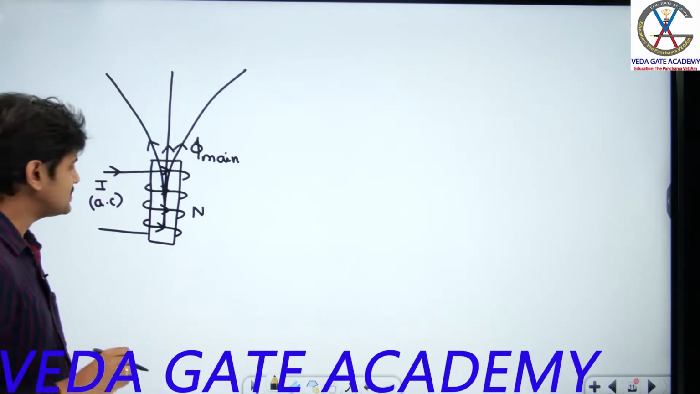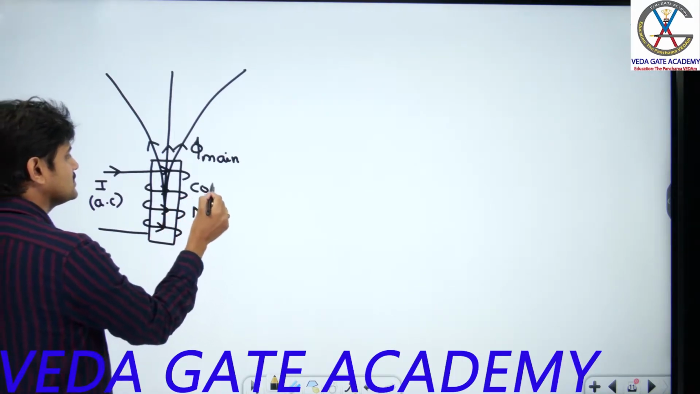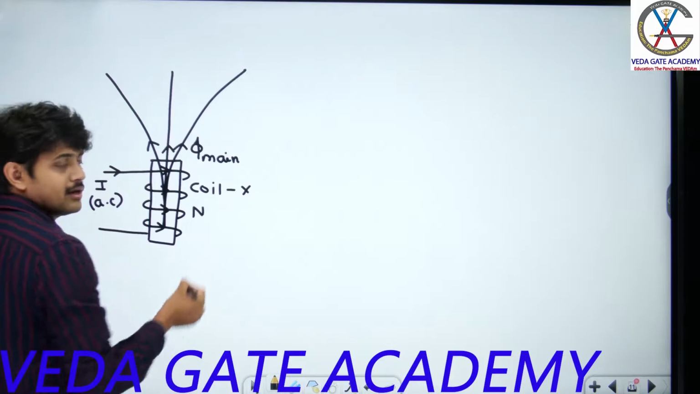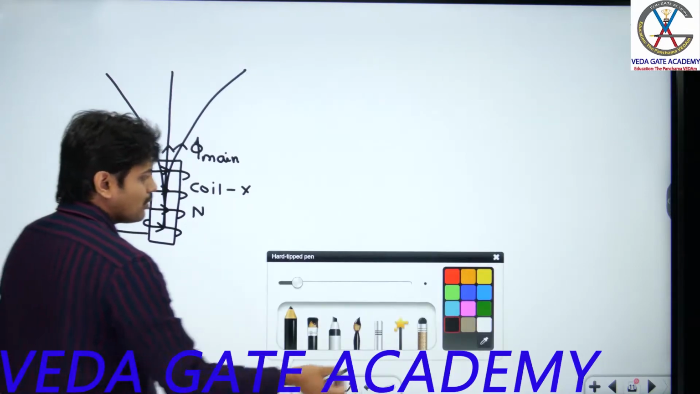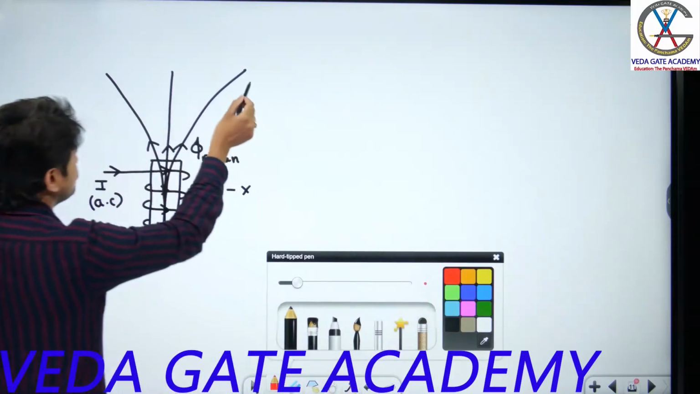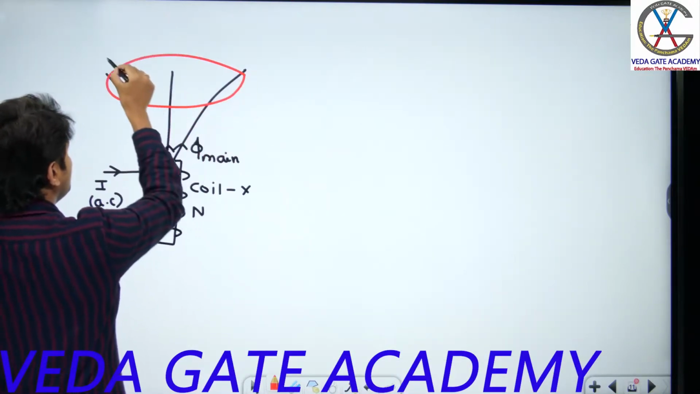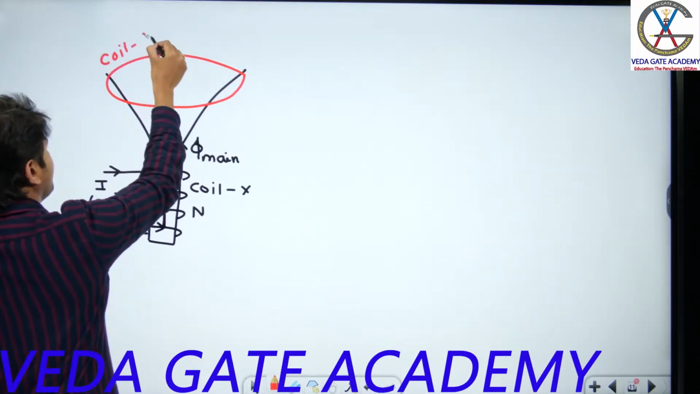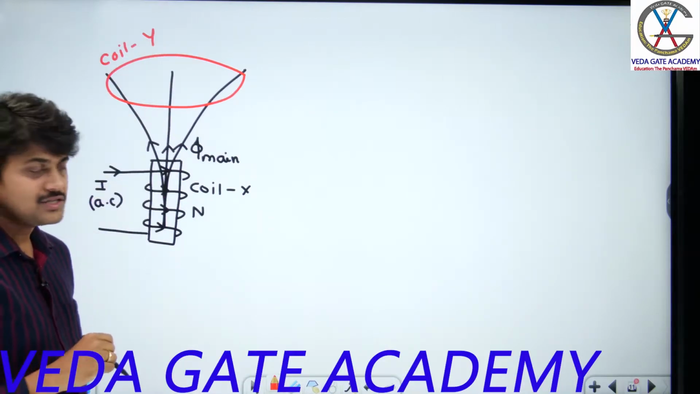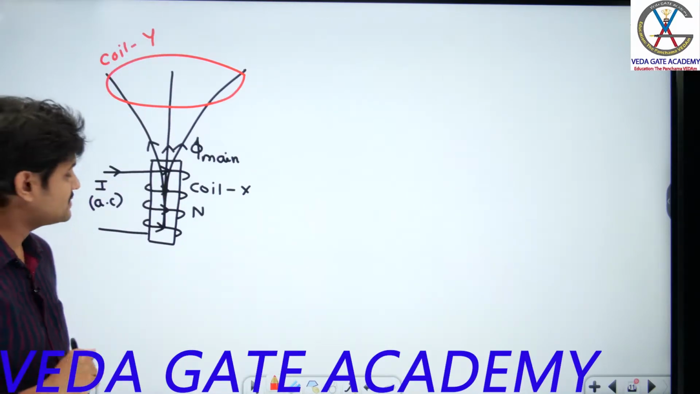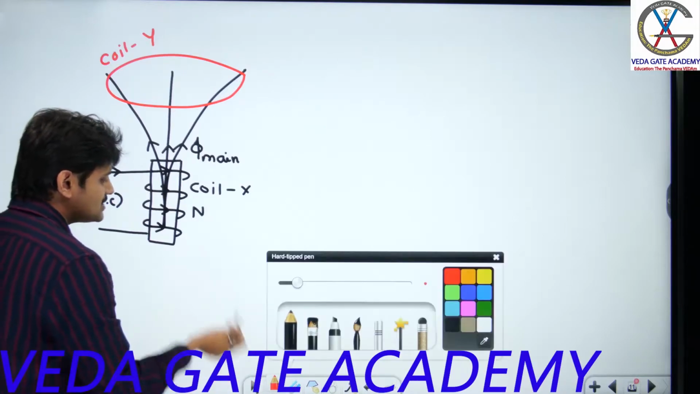Now let us assume this is a coil, some X. Now I will place one more coil in this particular magnetic field. Let us assume I am placing one more coil around this magnetic field, and this is coil Y. I am considering this as coil Y. All of you please relax. Now I will call this the main field flux.